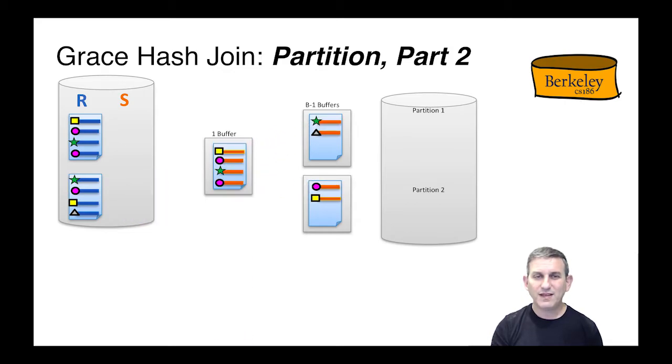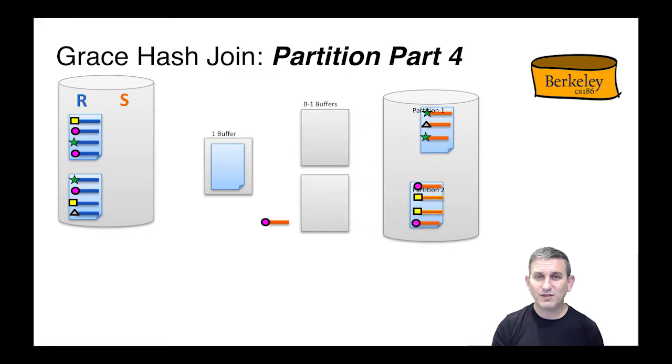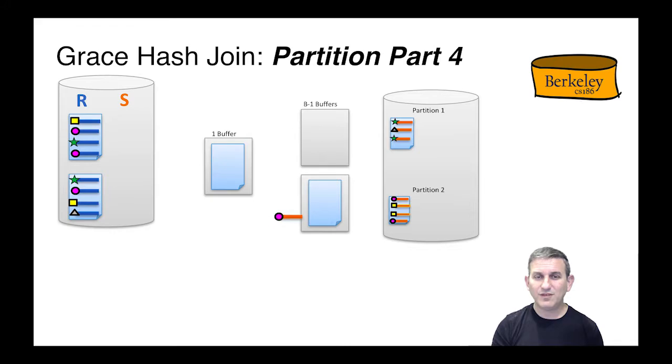We read another page of S. We use the hash function again to put its tuples into output buffers. You can see that if tuples match, they end up in the same partition. And when buffers fill, we push them to disk, and we generate new buffers as needed, and we spill them to disk as well. Okay, and so we've partitioned S.